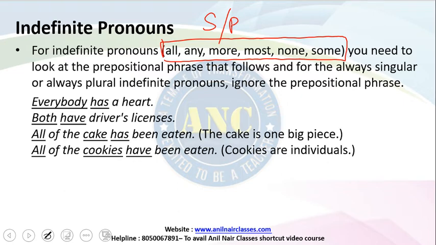Singular ones are another, each, either, much, neither, one, other, or anybody, anyone, anything, everybody, everyone, everything, nobody, no one, nothing, somebody, someone, and something. These are all your singular indefinite pronouns.